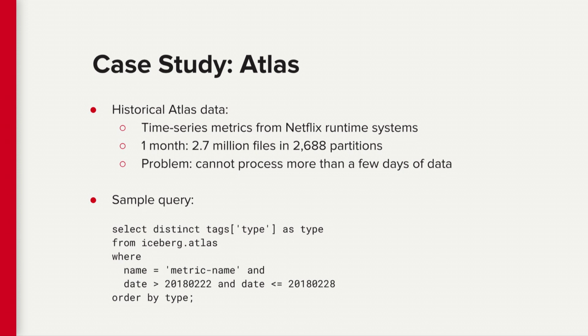Now, to give you an idea of how large this is, when we move that data from the runtime system that gives you a 2-week view of what has been happening with our runtime systems, 1 month of that data turns into 2.7 million files across 2,700 partitions. And it is so large that if you wanted to scan, say, a day's worth of this data, it turns into about 400,000 tasks. So that's really, really big.